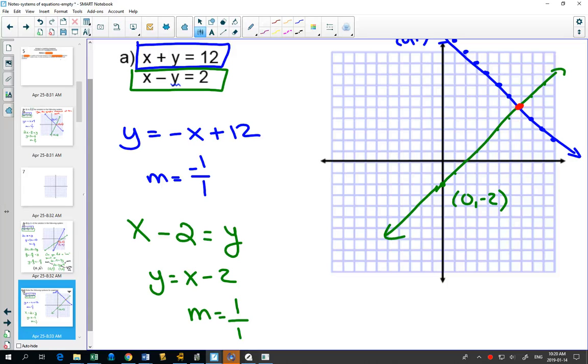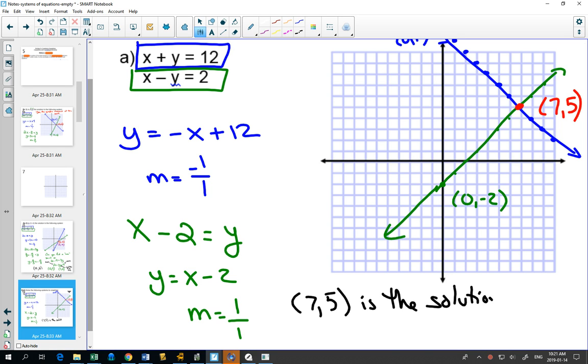1, 2, 3, 4, 5, 6, 7. 1, 2, 3, 4, 5. 7, 5, it appears to be. So we do a quick check. Is 7 plus 5 equal to 12? Yes, it works on the blue one. Is 7 minus 5 equal to 2? Yes, it works on the green one. So we know that 7, 5 is the solution.